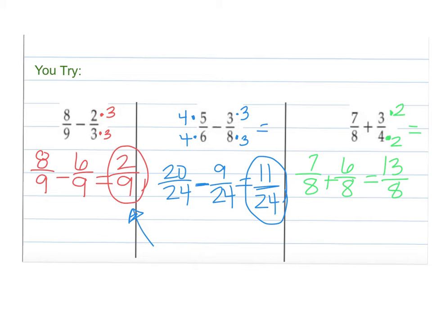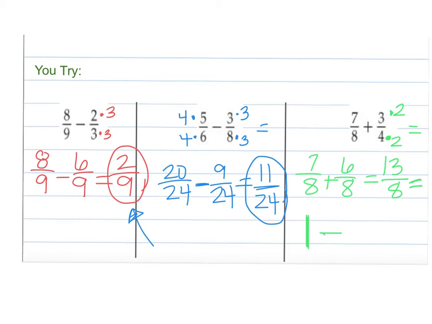We have 13/8, which is an improper fraction. Remember, an improper fraction means that the numerator is larger than the denominator. So now I need to change it because an improper fraction is never in simplest form. So I ask myself, how many times does 8 go into 13? It goes into 13 one time.